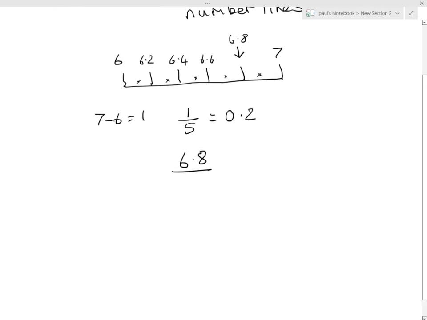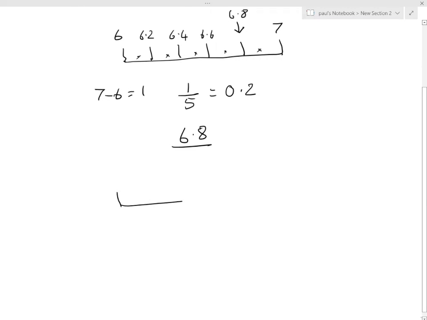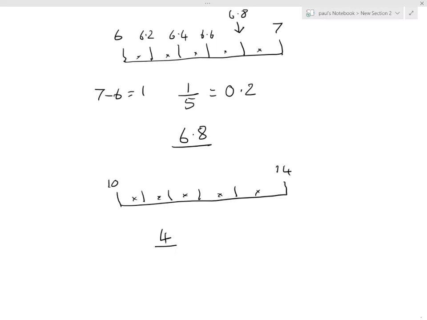If we have a number line with a different, let's do 1, 2, 3, 4, 5. So we have, say, let's go from 10 to 14. We've got 1, 2, 3, 4, 5 divisions. And the difference between the two numbers is 4. And the divisions are 5. So you change that into a decimal. So 4 divided by 5.